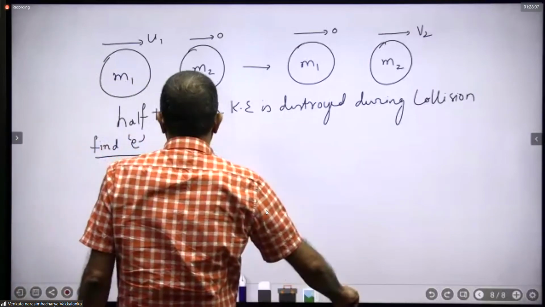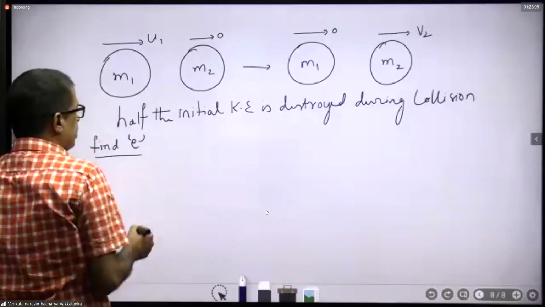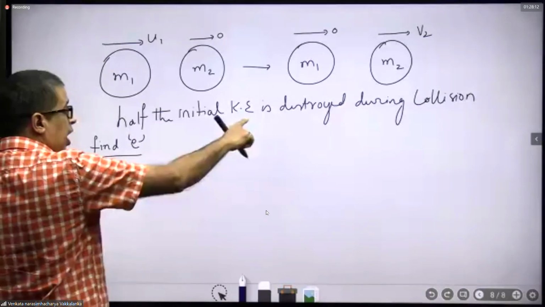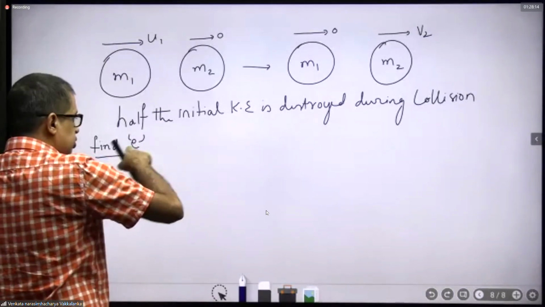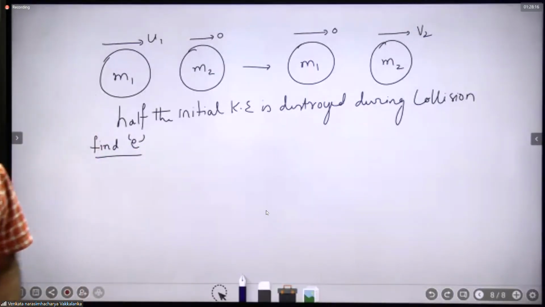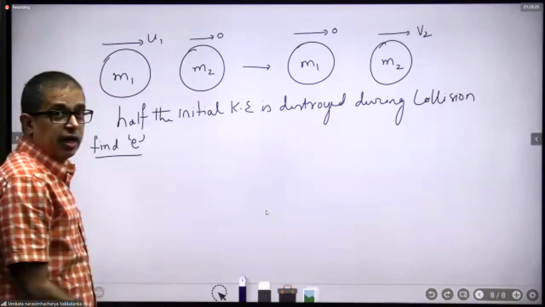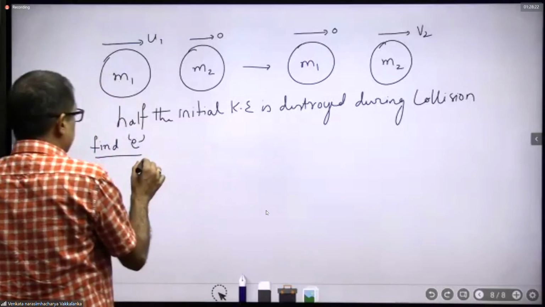So now, first equation is conservation of linear momentum. Half the initial kinetic energy is destroyed during collision.